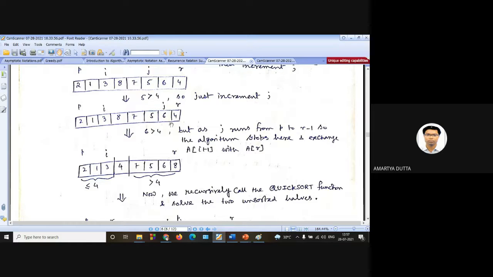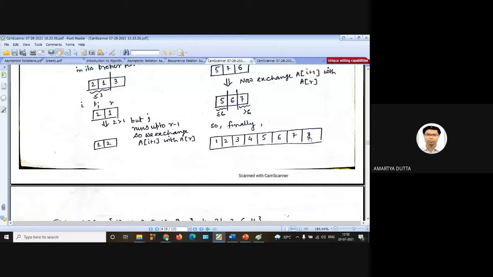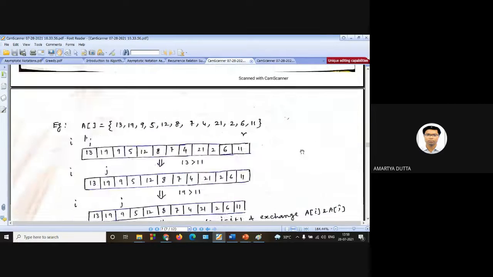So basically, finding the pivot means we have to place the pivot in the array in such a way that some elements are less than or equal to the pivot, and some elements are greater than the pivot. That's why this is the divide and conquer strategy. So 4 is placed here. All the elements on the left are less than or equal to 4, and all the elements on the right are greater than 4. Again, we have to recursively solve this left subarray and right subarray. And finally, this is the sorted array 1, 2, 3 up to 8. So this is the quick sort.